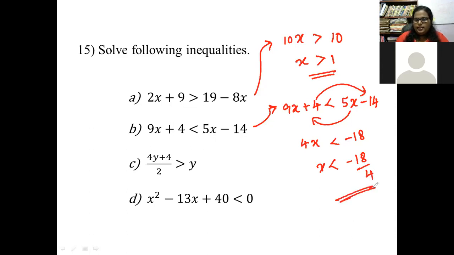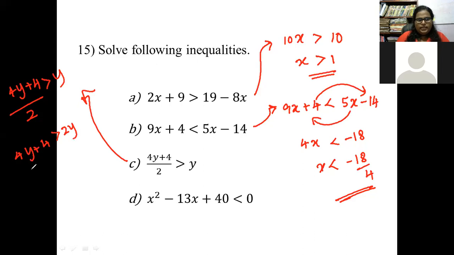So this is the answer for this one. And when you take this part C here, 4y plus 4 divided by 2 greater than y. So we can simplify this one as 4y plus 4 greater than 2y. So we can take this to the left hand side, like 2y greater than minus 4, and y greater than minus 2 here. So this is the answer for this one.